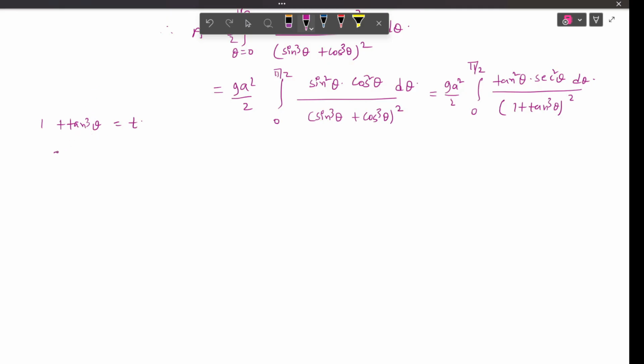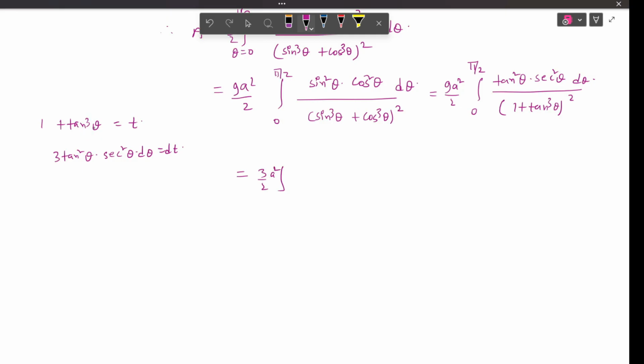So this would be 3 tan square theta. Differentiation of tan theta is sec square theta, d theta would be dt. So in place of tan square theta, sec square theta, d theta, we will put dt by 3. This 3 and 9 will cancel out. We will get 3 by 2 a square.